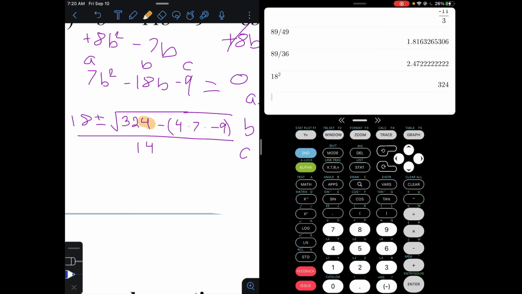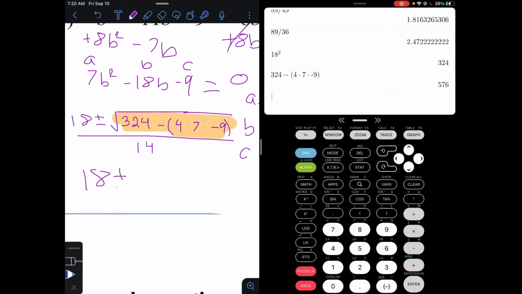So what I recommend at this point is that you take what's inside of the radical and plug it into your calculator. So we've got 324 minus, open parentheses, 4 times 7 times negative 9, close parentheses, and we get 576. All right.